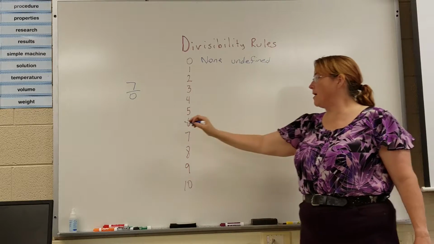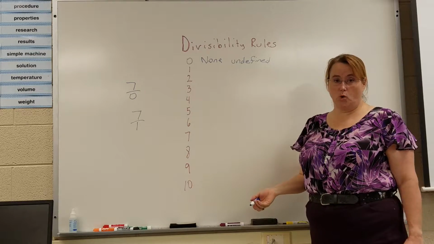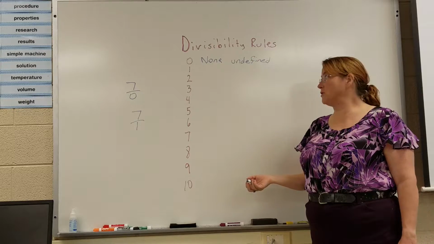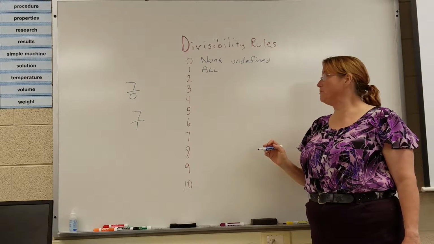If you divide a number by 1, that looks like this. How many times does 1 go into 7? It goes in 7 times. How many times does 1 go into 30? It goes in 30 times. So all numbers are divisible by 1.